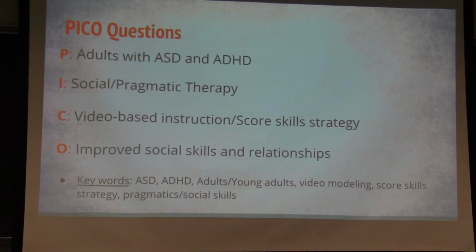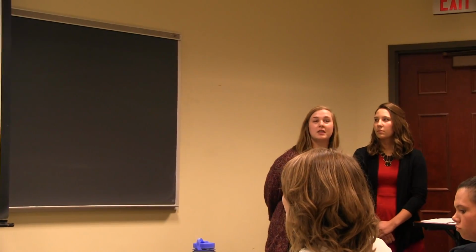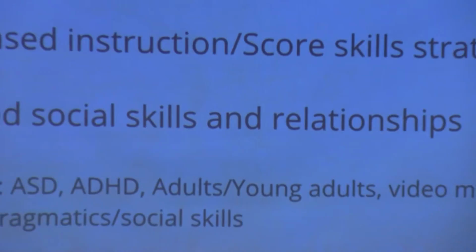Okay, so I know that was quite lengthy. I'm going to break it down into the PICO parts. The P is for population, and for our client, we're looking at adults with ASD and ADHD. The I is for intervention, and we are focusing on social or pragmatic therapy. The C is for comparison, and we are comparing two different therapy approaches, a video modeling approach and a SCORE skills strategy. And we'll discuss those in further detail in the next slide. The O is for outcome, and for our client, the ideal outcome would be improved social skills and relationships.